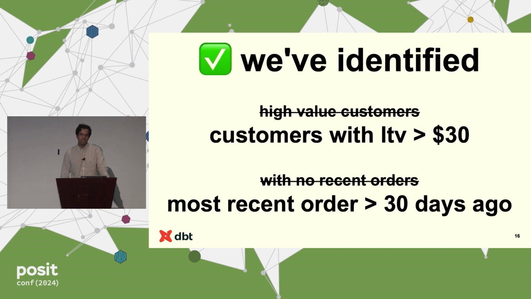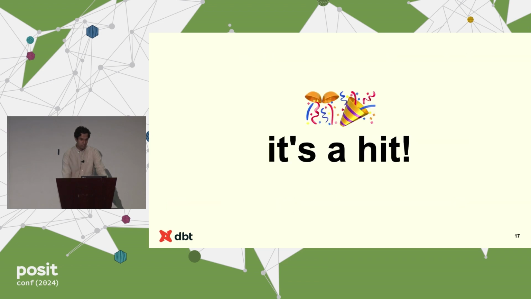So what we've done is convert this vague prompt of high-value customers with no recent orders to customers with lifetime value greater than $30 and the most recent order more than 30 days ago. That second part you figure out is a reasonable assumption to make. Cool. So you do that and it's a hit. The emails work. There are customers who had forgotten that they love your product, so they come back and order more from you, and all's well.